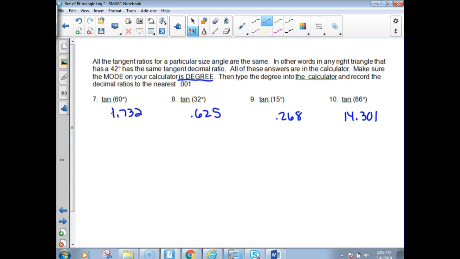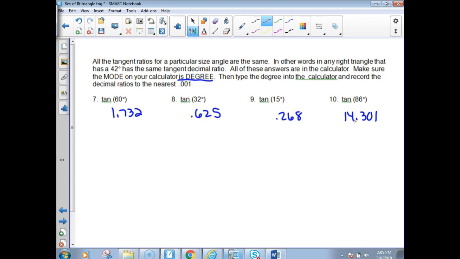So what this means is that the opposite leg to the 60 is 1.7 times as big as the adjacent leg, or 173% of the adjacent leg. This one means that the opposite leg to the 32 would be only 62.5% of the adjacent leg, meaning it's smaller. So if the number is bigger than 1, then the opposite leg is bigger. If the number is smaller than 1, then the opposite leg is smaller than the adjacent leg.